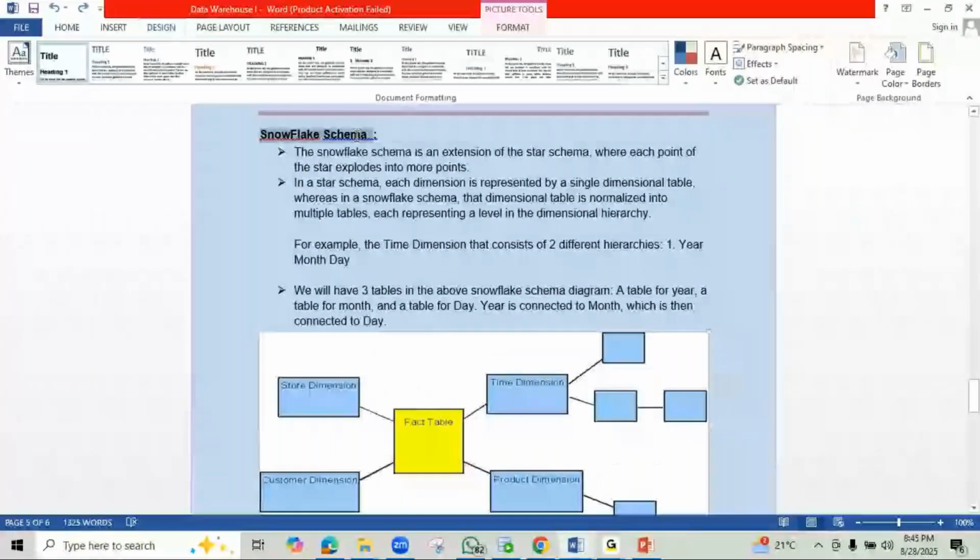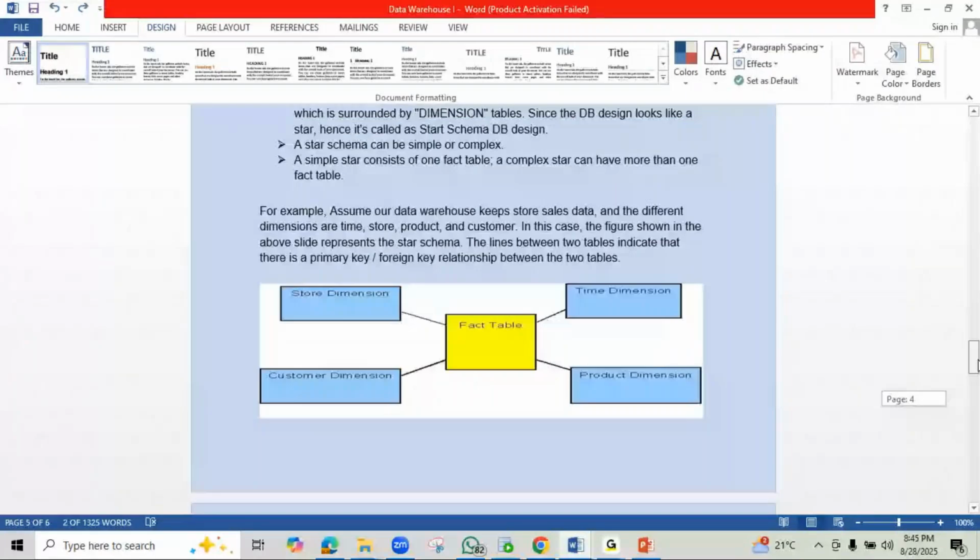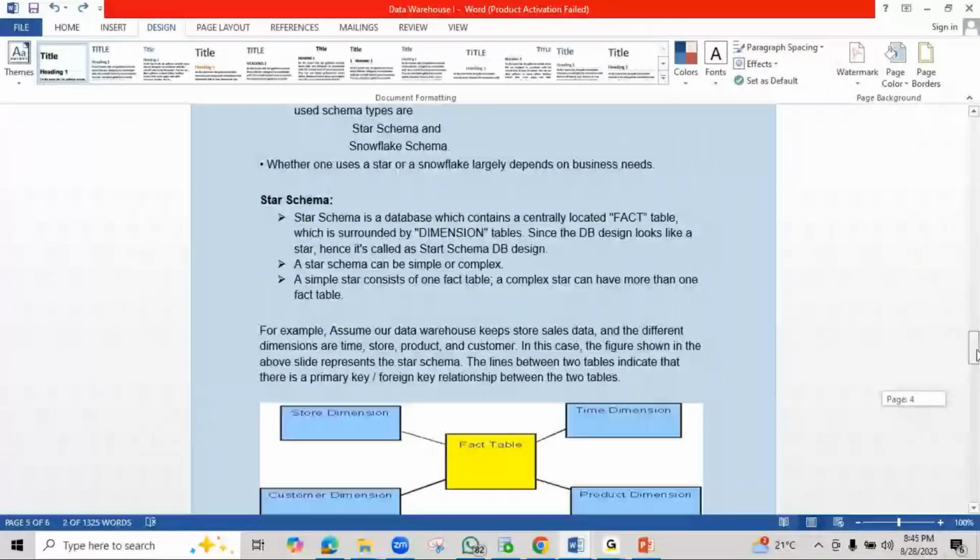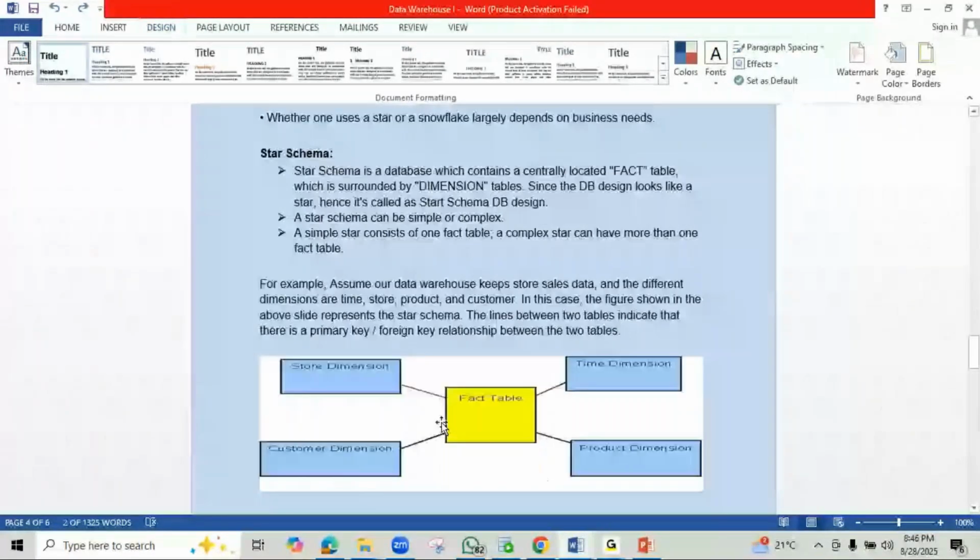If there is more than one fact table, more than one means what? One here and one beside over here. If there is more than one fact table, then it will be called a complex Snowflake schema. In the same manner, guys, in the star schema it is mandatory that it will have only one fact table. Okay, if there is more than one fact table, imagine one fact table over here, another fact table over here, then in technical language it will be called a complex star schema.